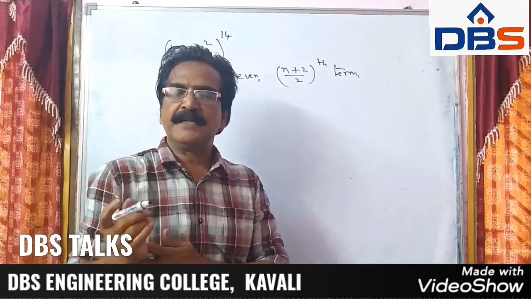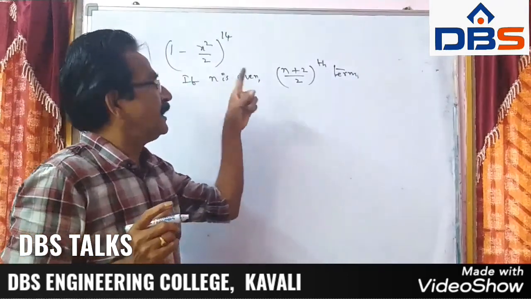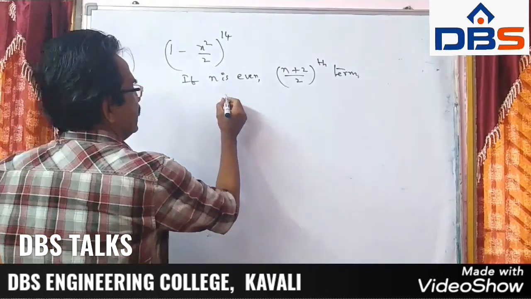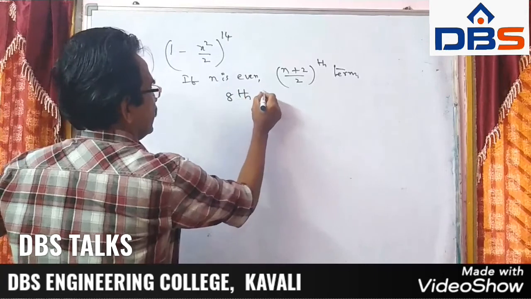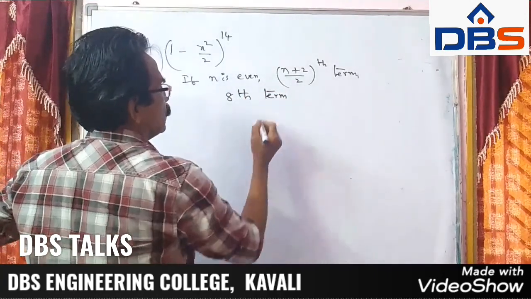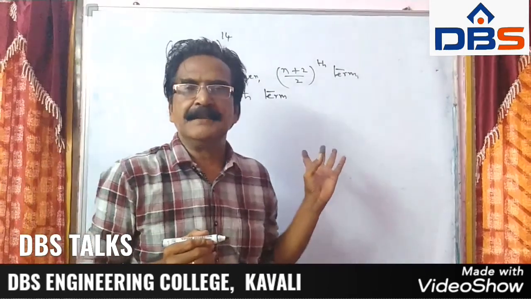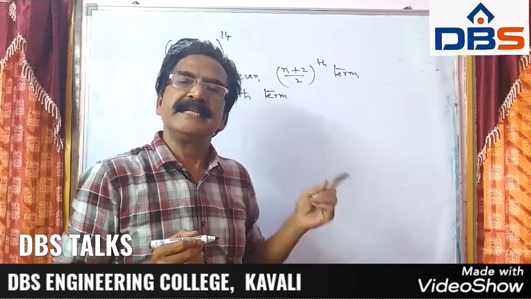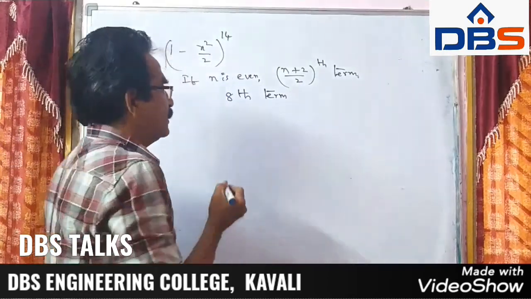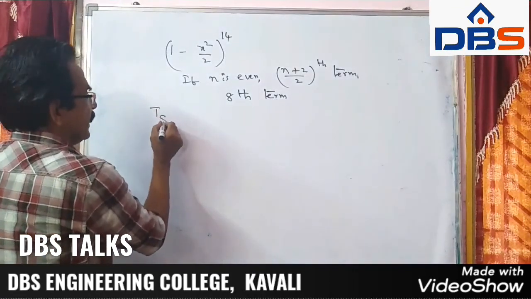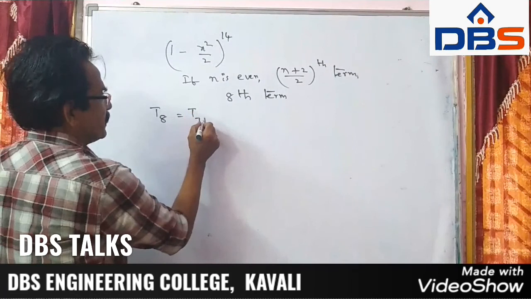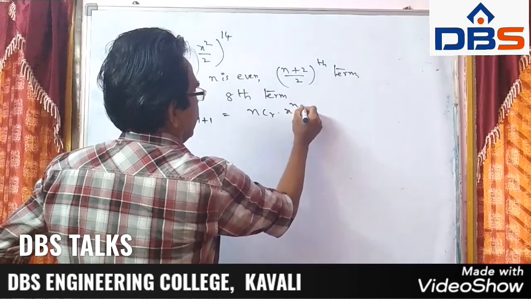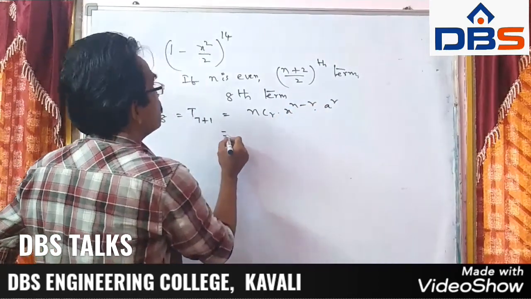So when n is even, (n plus 2) by 2th term: 14 plus 2 by 2, 16 by 2, the 8th term is the middle term. So we have to find the 8th term in the above expansion, that is the (r plus 1)th term. T8 means T7 plus 1 we have to find. So T8 is equal to T of 7 plus 1, r is equal to 7 friends.